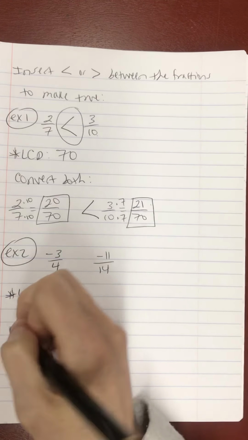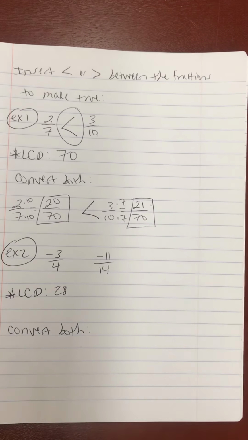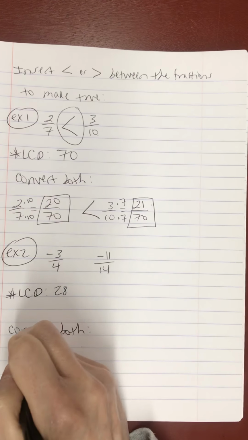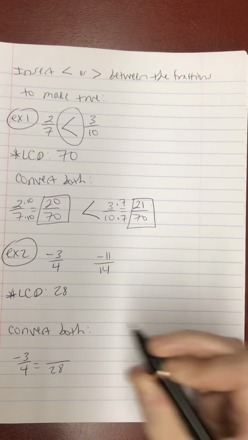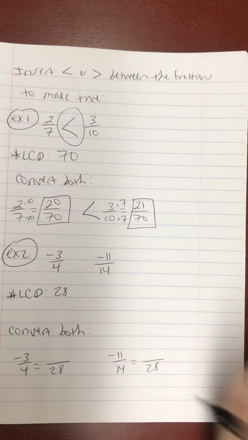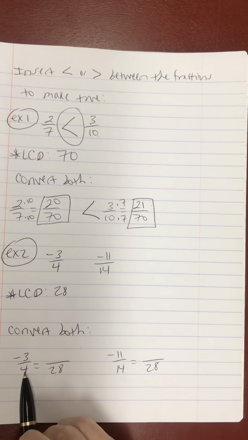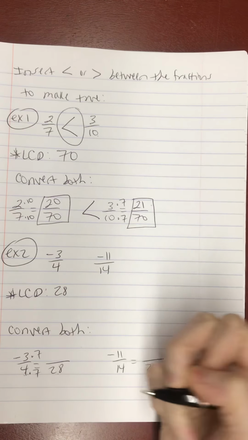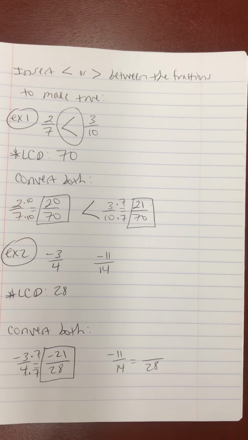Okay, 28. So we are going to convert both, because neither one of these fractions has 28 as its denominator. So we're going to do -3/4 equals something over 28, and then -11/14 equals something over 28. Going back over here, we say, okay, 4 times what is 28? Times 7. So -3 times 7 is -21. So there we go.